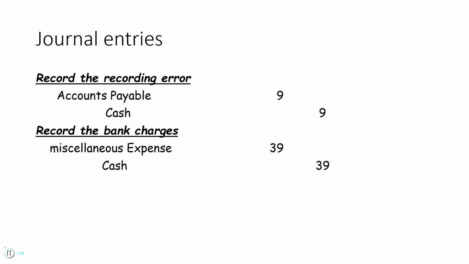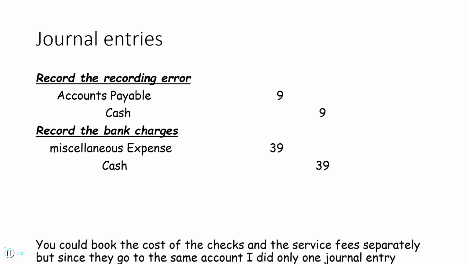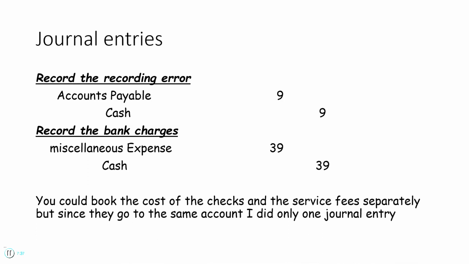So first we're going to record the error, and then we're going to record the bank charges. Now you could have done those as 2 separate entries. I did it as one, but I think in the homework they want you to do 2. And that concludes this part 1.